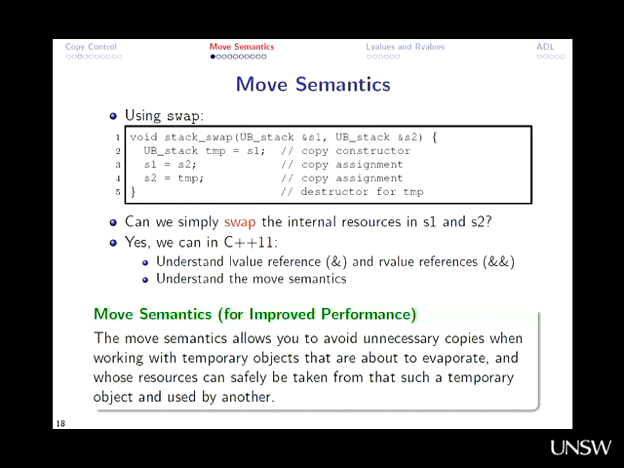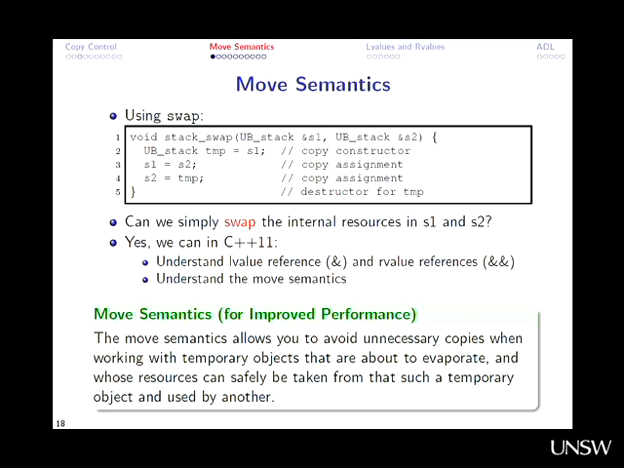Move semantics are used where you want to move some data rather than copy it. Often you want to move some data because the thing that's currently referring to that data is about to go out of scope or be destroyed, or something else is going to happen to it.